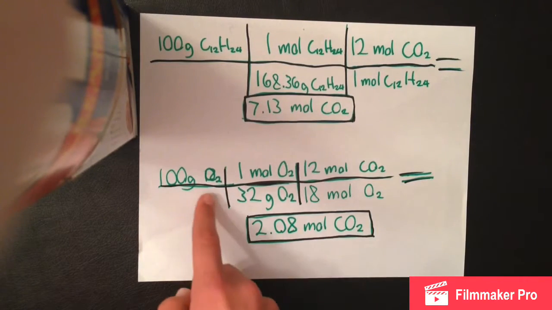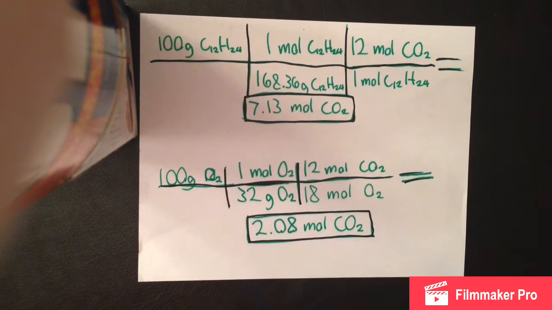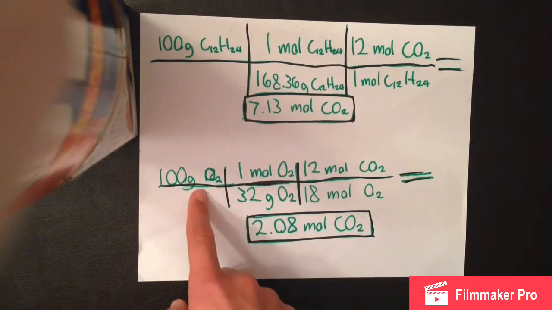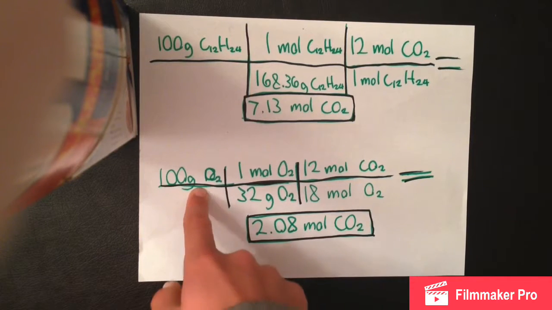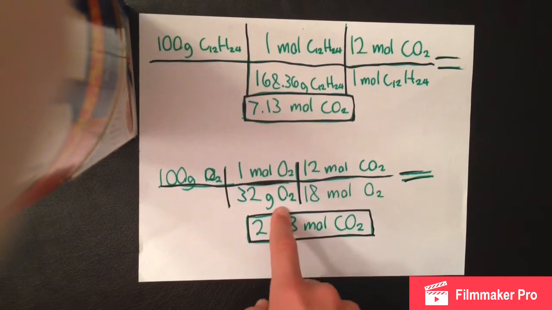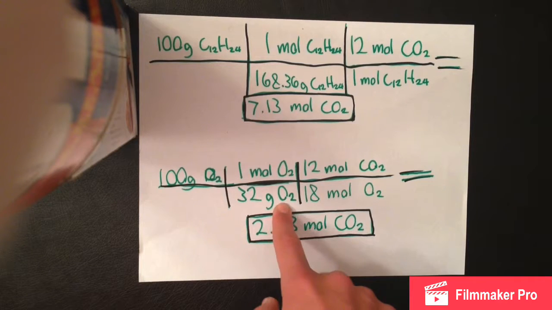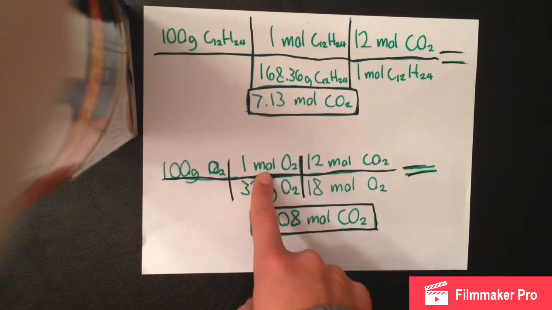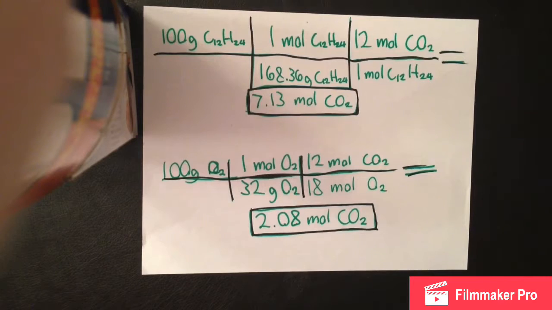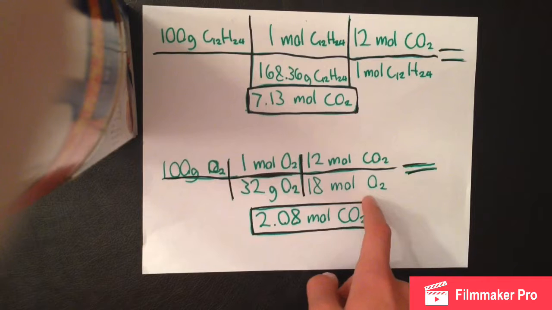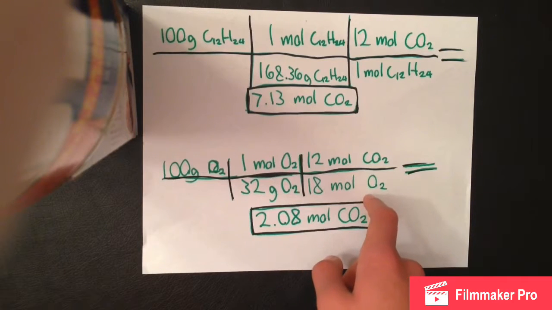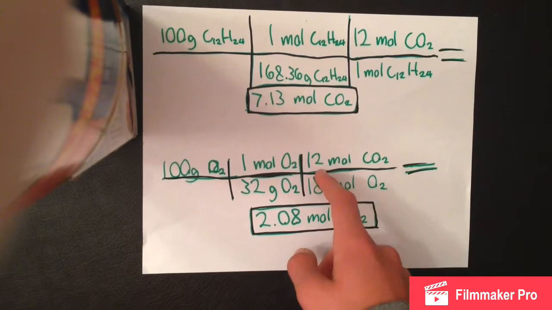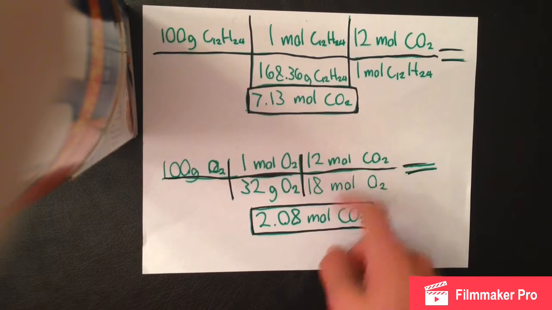Now for the other reactant, oxygen, first you take the same amount of the sample, 100 grams. You find the molar mass of 2 oxygen atoms because it is a diatomic molecule. That is 1 mole of 2 oxygens. And then you use the coefficients once again to figure out that there are 18 moles of oxygen and 12 moles of carbon dioxide.